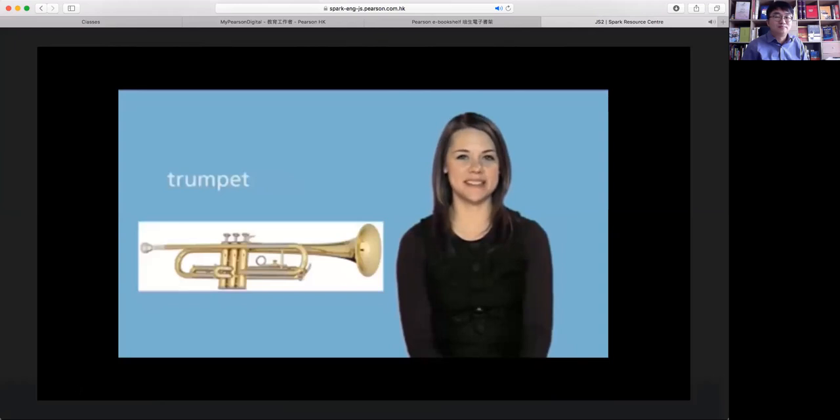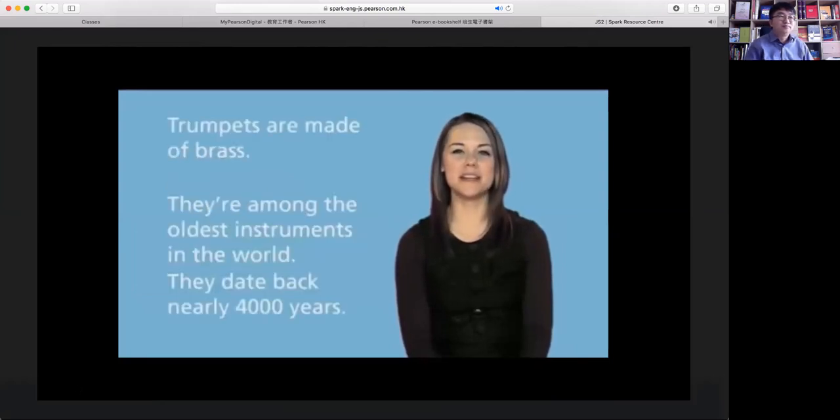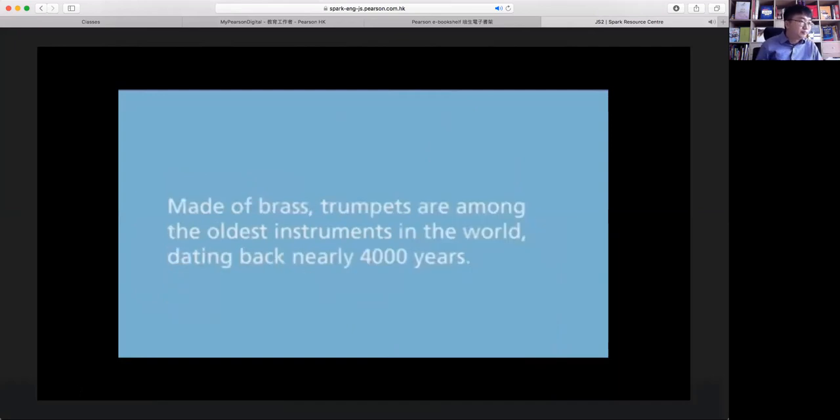This musical instrument is a trumpet. Trumpets are made of brass. They're among the oldest instruments in the world. They date back nearly 4,000 years. In spoken English, we use short sentences like these. But in written English, sentences are often longer. These 3 sentences about trumpets can go into one longer sentence with 3 clauses. Here's the written sentence. Made of brass, trumpets are among the oldest instruments in the world, dating back nearly 4,000 years.